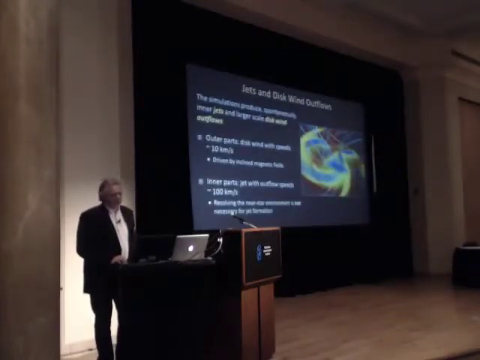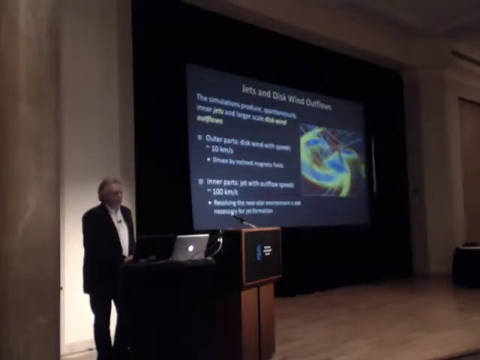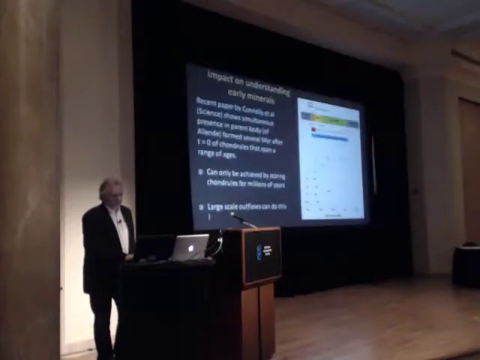Briefly about disk wind and outflows. In the MHD simulation here, we get a central disk jet with an outflow speed of about 100 kilometers per second because of a constrained pinched magnetic field. At the same time, there is a wider disk wind with speeds about 10 kilometers per second.